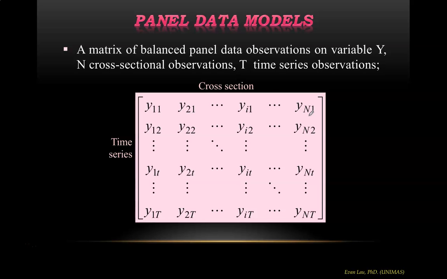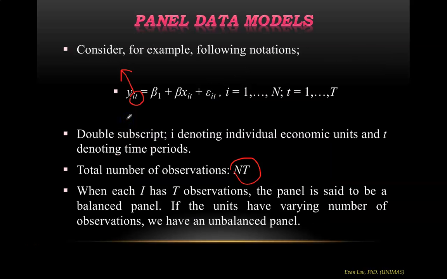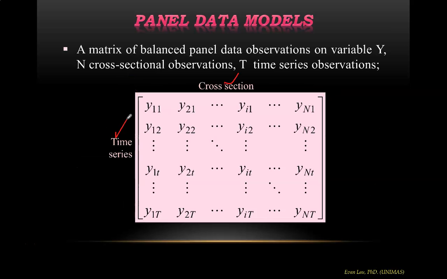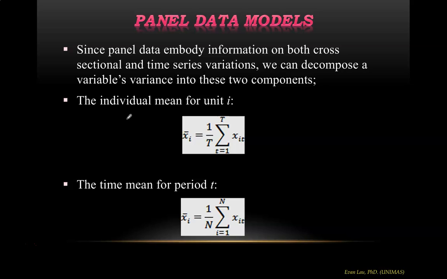All right, so this is in a matrix form where you have the cross section dimension and the time series dimension in both ways. That's why it's a marriage, an integration between cross section and time series data, right? Since panel data embodies information of both cross section and time series variation, we can decompose the variable variance into two components: one is the individual mean, one is the time mean. Because we have two different types of information, we need different types of modeling structure, especially in panel regression.